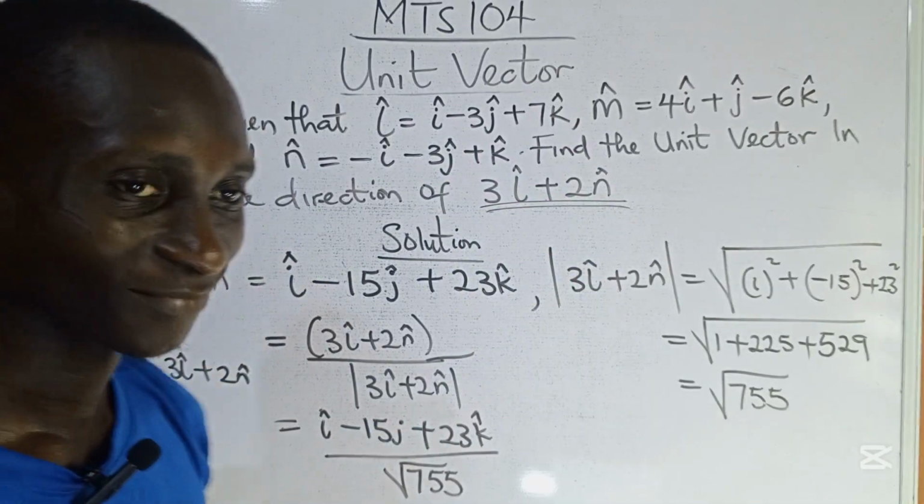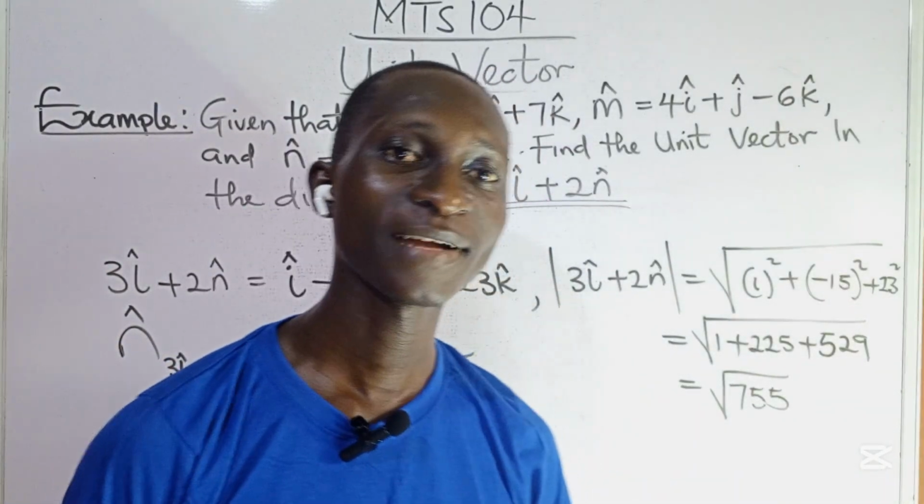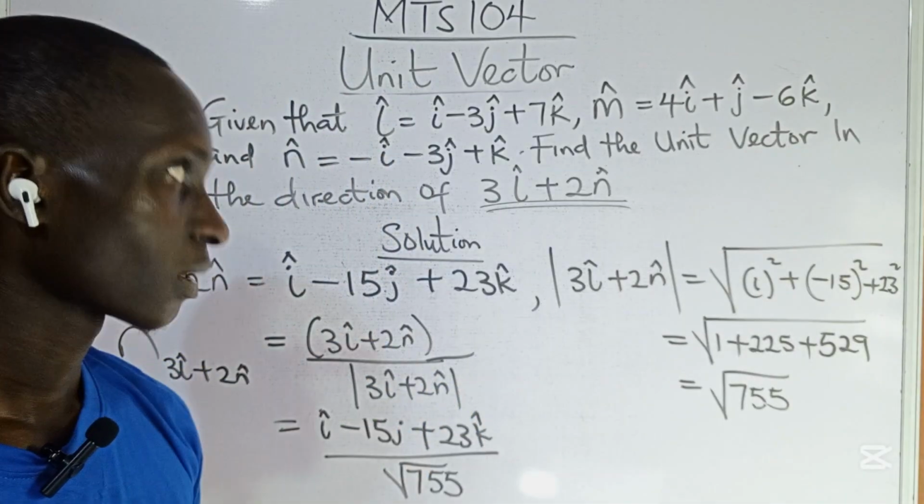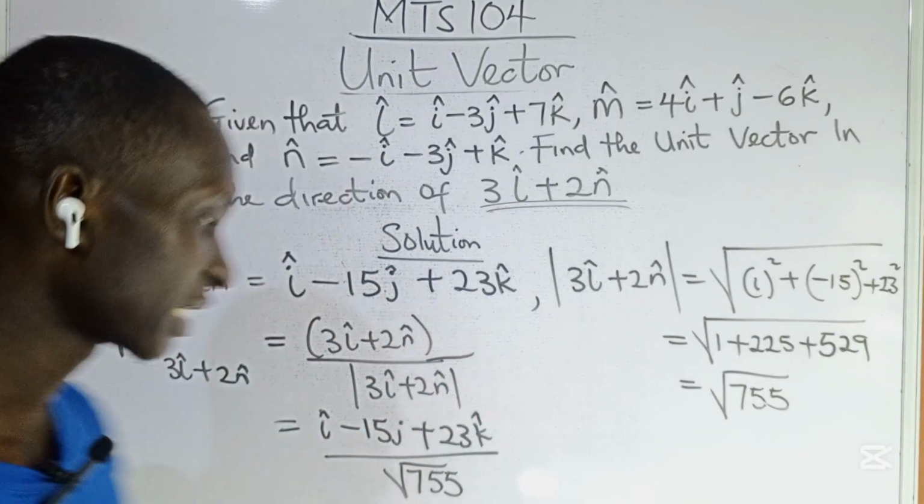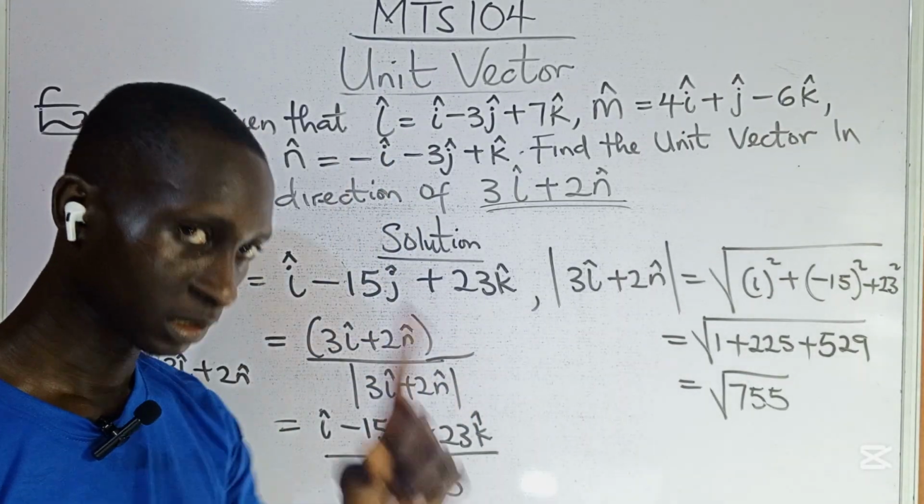And that's all. I hope you understand. So that's how we calculate the unit vector showing its direction. And don't forget that the magnitude of this vector is 1.